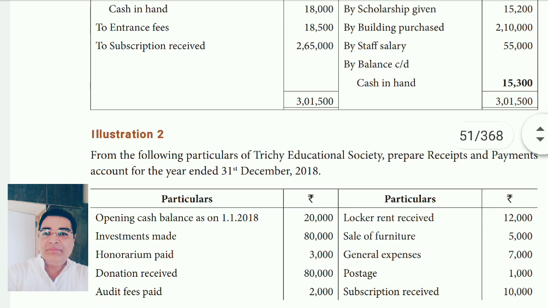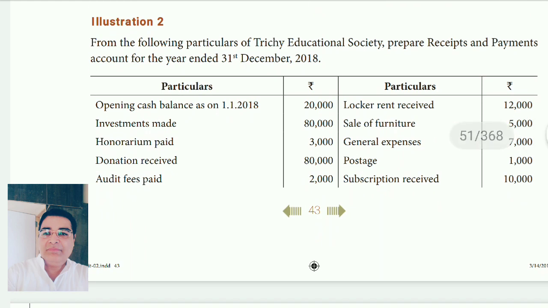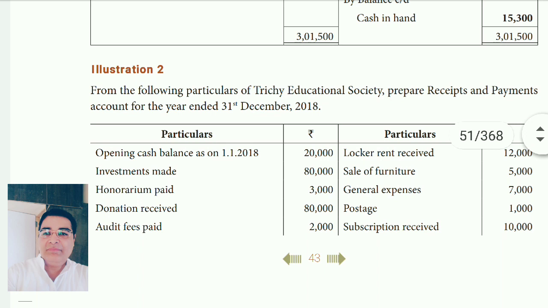Now see Illustration 2. In Illustration 2, page number 43, another sum, receipts and payment account. From the following particulars of the Trichy Educational Society, prepare receipts and payment account for the year ended 31st December 2018. Opening cash balance. Where to write the opening cash balance? Always write opening cash balance in To balance brought down.